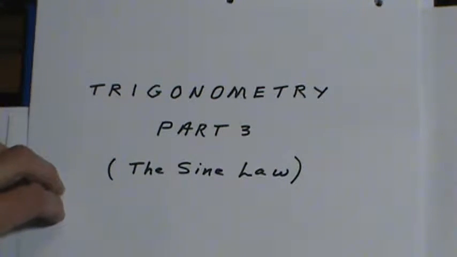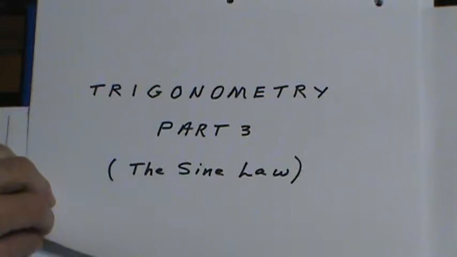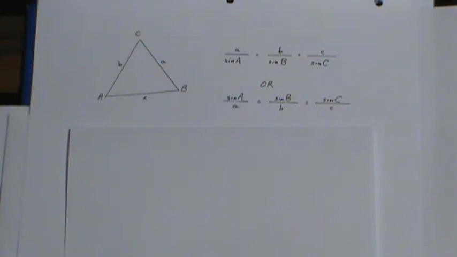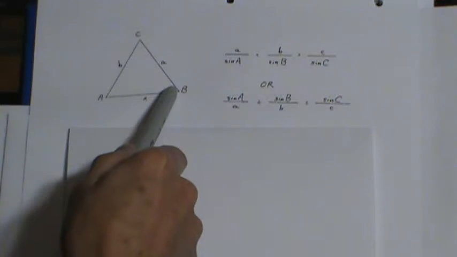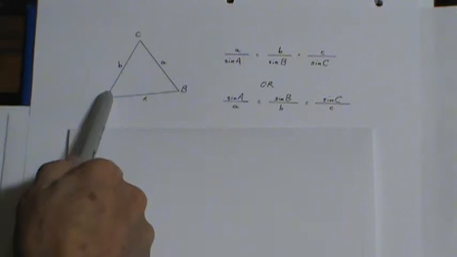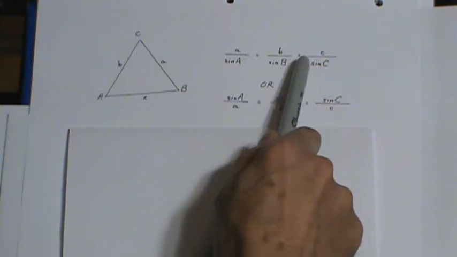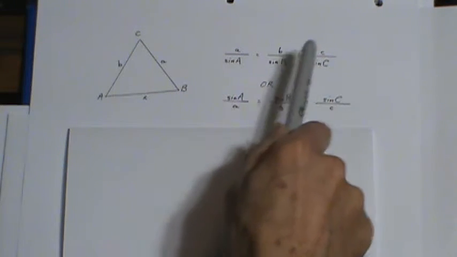Part 3 of trigonometry involves what we call the sine law. We use this law to solve triangles that do not have right angles, and it's a very simple law to use. The length of any side divided by the sine of the angle across from it is constant. So any of these three ratios are equal.